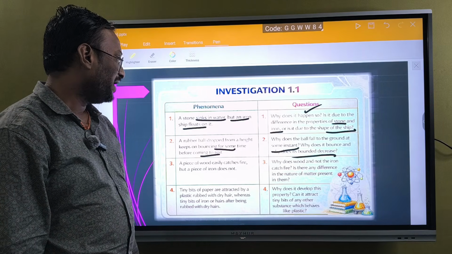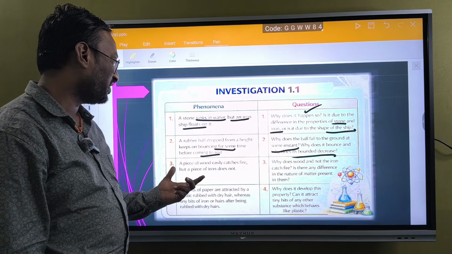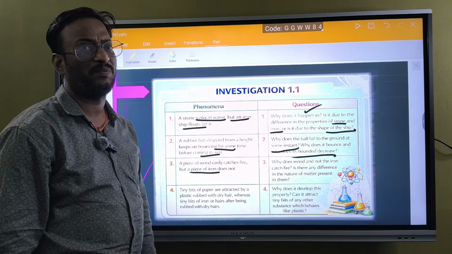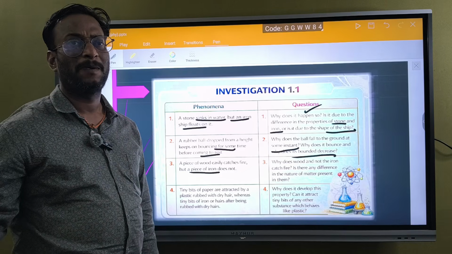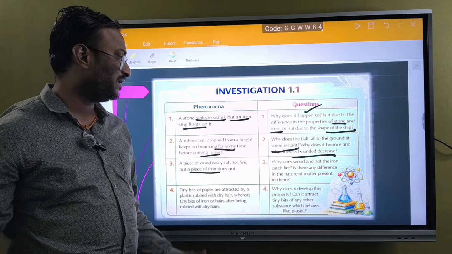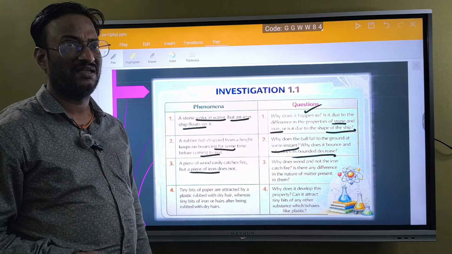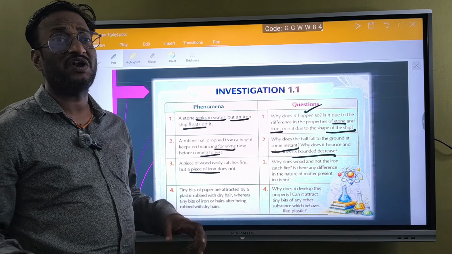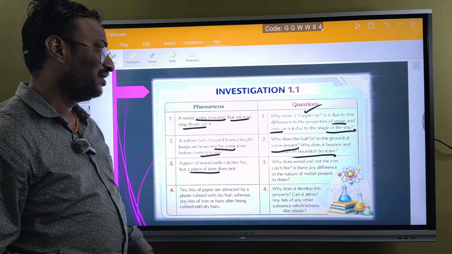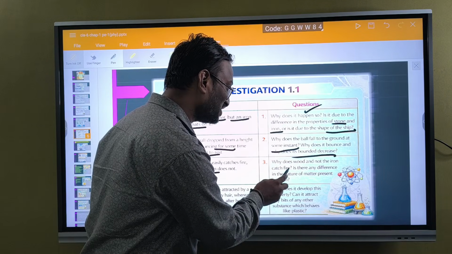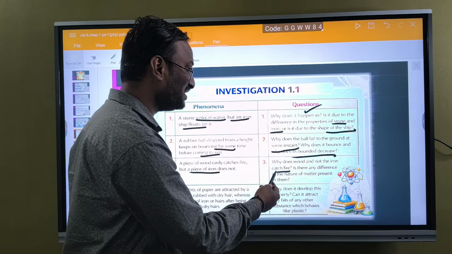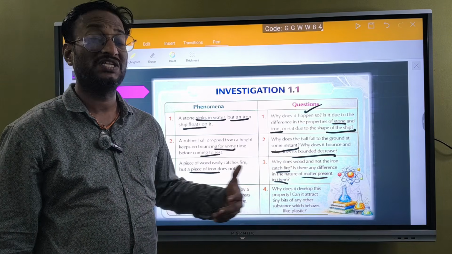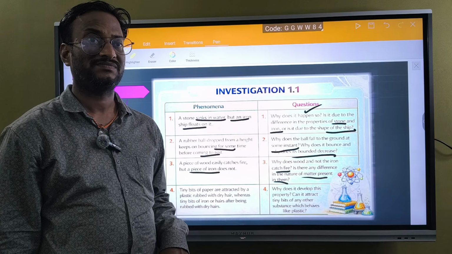We take one more. A piece of wood easily catches fire, but a piece of iron does not. See here the beautiful point. If we burn wood, it will definitely burn. It will catch fire easily. But if you place a piece of iron into the fire, it will not catch fire. Why does the wood and not the iron catch fire? Is there any difference in the nature of matter present in them? So this is the question which we are going to get.